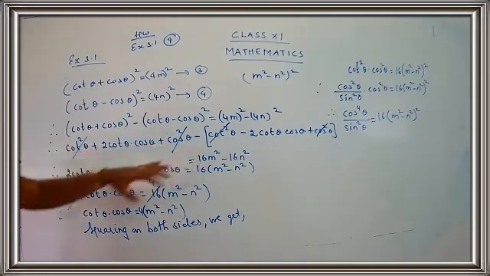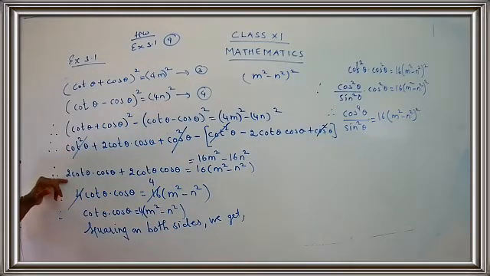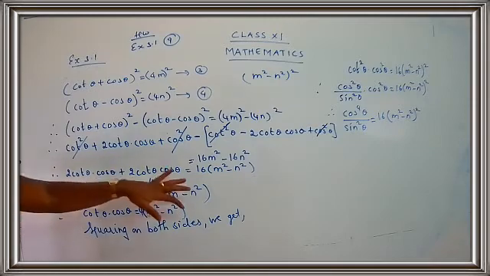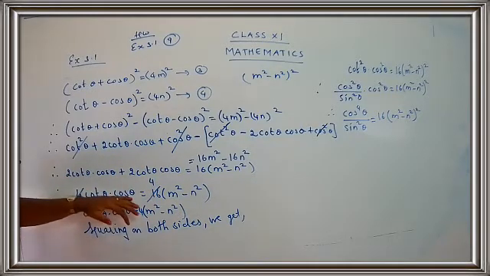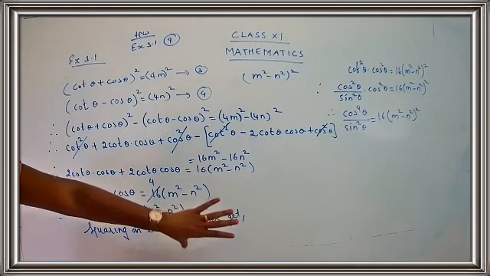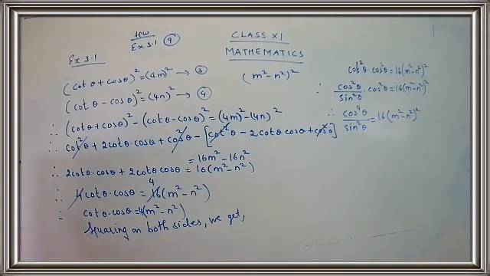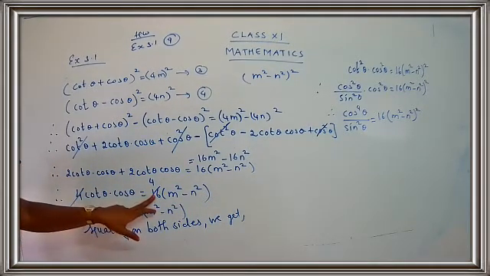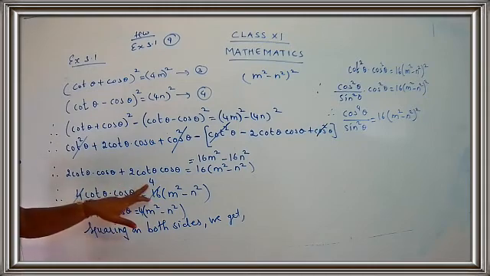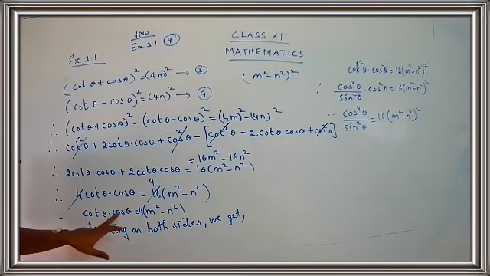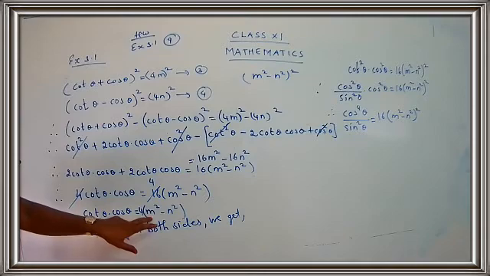After cancelling the like terms, what is left here? 2 cot theta into cos theta, 2 cot theta into cos theta. That is 4 cot theta cos theta. And you get here 16 (m square minus n square). Now, 4 and 16 get cancelled. 4 ones are 4, 4 fours are 16. So what is left here? Cot theta into cos theta is equal to 4 (m square minus n square).